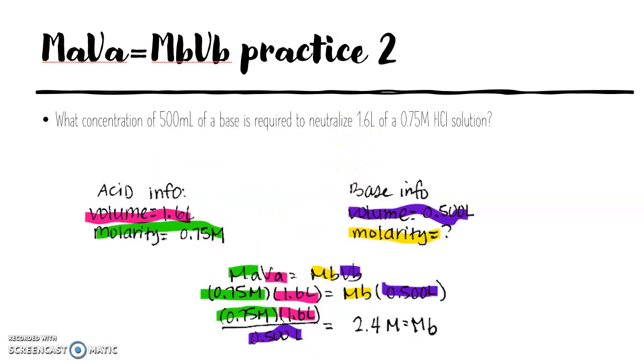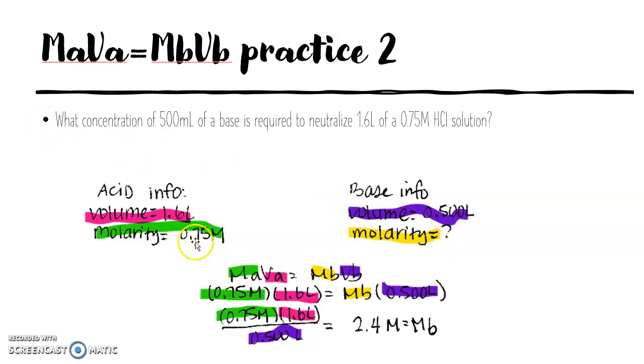Okay, here's another problem. What concentration of 500 milliliters of a base is required to neutralize 1.6 liters of a 0.75 molar hydrochloric acid solution? Okay, so what you want to do is you want to pick apart your information again. Don't just start autopiloting and putting things in the problem to solve. Find your acid, hydrochloric acid. That's my molarity. That's my volume. So I'm going to sort that here. Volume is 1.6 liters. Molarity is 0.75 molar. There's my base, 500 milliliters of it. There's my volume, 0.5 liters. My molarity, what concentration? I don't know.